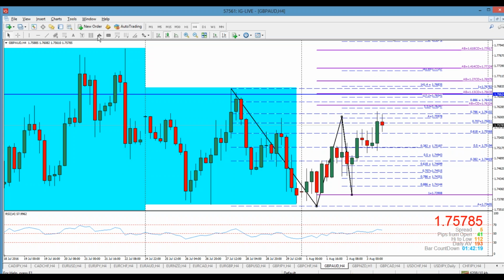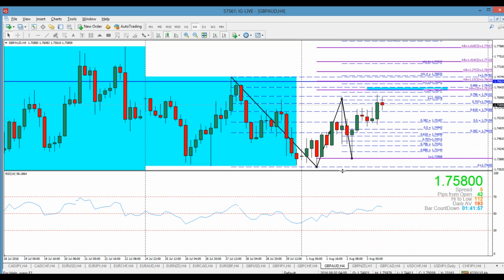Quite nice. It seems to line up around this zone here, around the 176.40-odd level. So we could expect the pound to strengthen against the Aussie dollar by about 60-odd pips, and then we could potentially see a short.